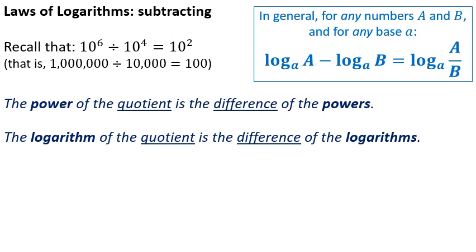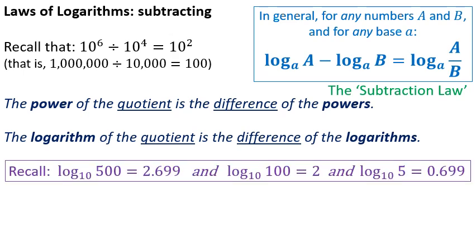For the same reason that when you divide two numbers in index form, you subtract the indices. The logs are the powers. So when you're dividing two numbers and looking at the power that you get, that's equivalent to looking at the power that you would have got from each of the numbers separately and subtracting them. So this one's known as the subtraction law.